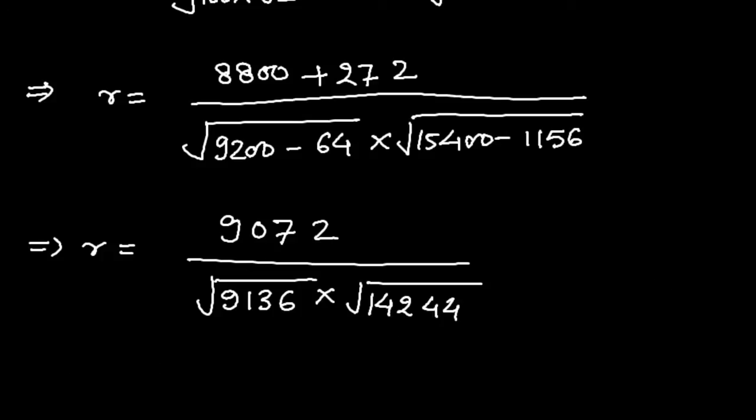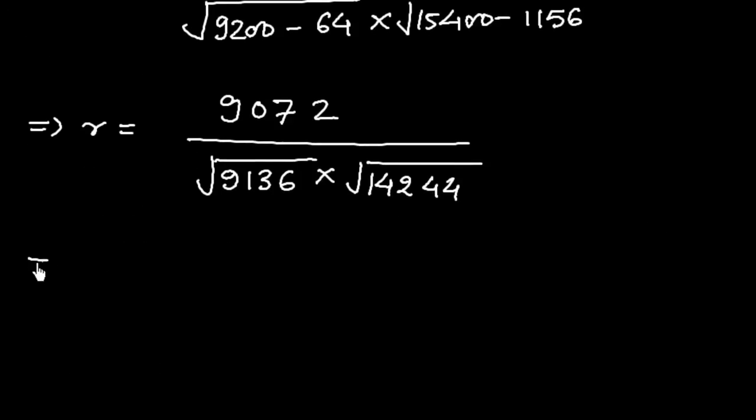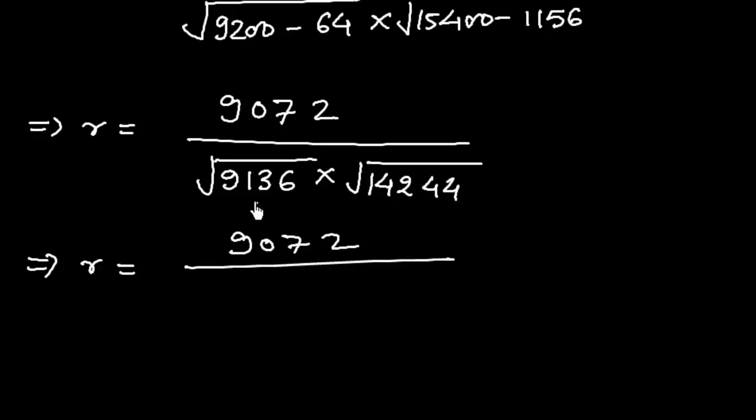Now here r is equal to 9072 over, if we find the square root of 9136, we get here 95.58, and if we find the square root of 14,244, we get here 119.35.